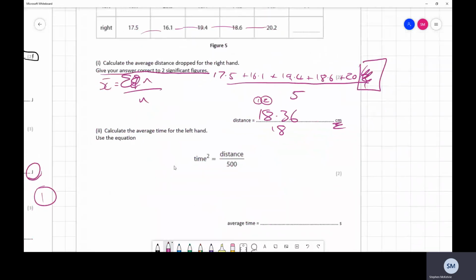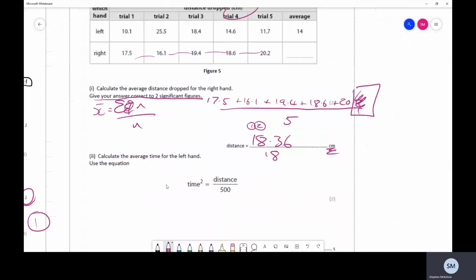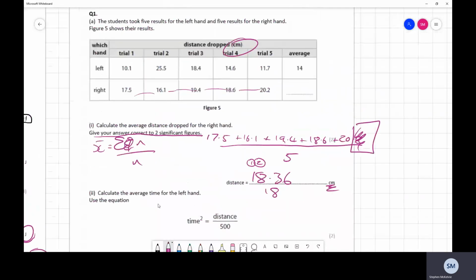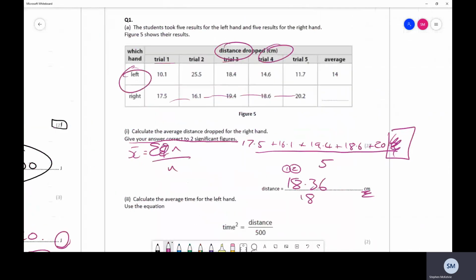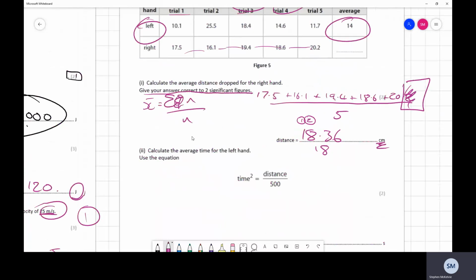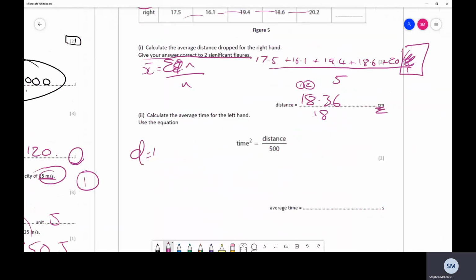Calculate the average time for the left hand. Use the equation time squared equals distance over 500. This is my left hand. This is trial 1, 2, 3. The average distance dropped was 14 centimeters for my left hand. So I shall write down that distance is equal to 14 centimeters. And my equation is t squared is equal to d over 500.